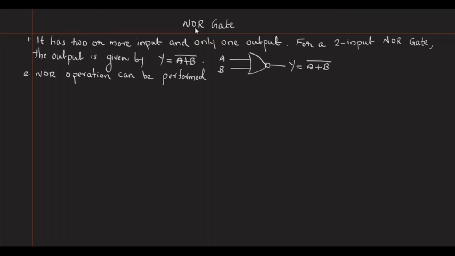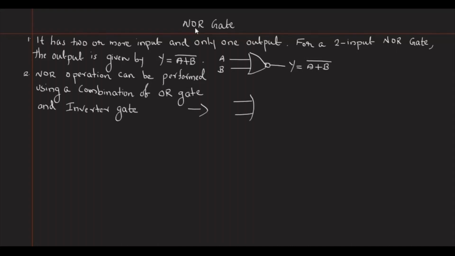The NOR operation can also be performed using a combination of OR gate and inverter gate. This is represented as follows. If we have two inputs A and B, the output of the OR gate is A plus B. When it is connected to an inverter gate, the output becomes Y equal to A plus B whole complement.